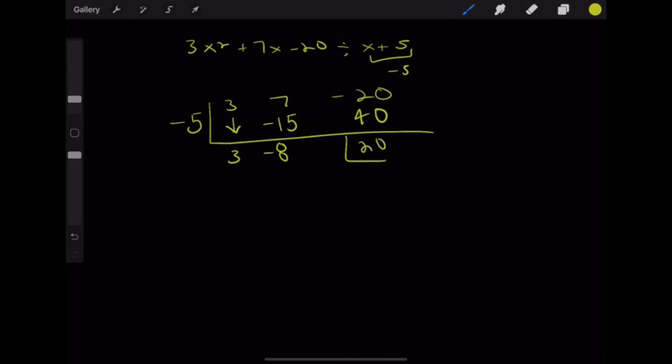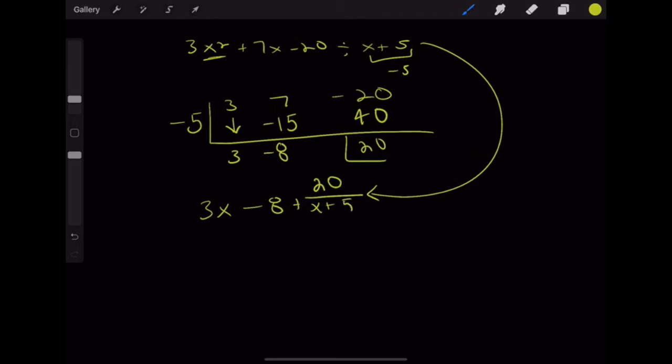So now, since we started out with x squared, the highest power in our answer will just be x to the first power. So it'll just be 3x minus 8. And now we will write plus 20, which is our remainder, over this. So 20 over x plus 5. And that is your answer to this problem.